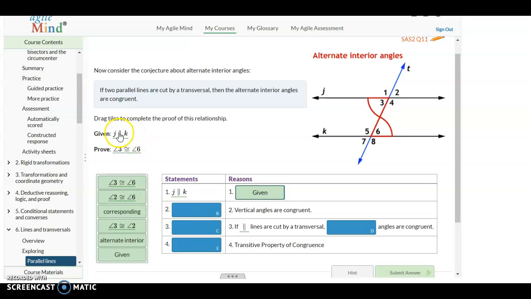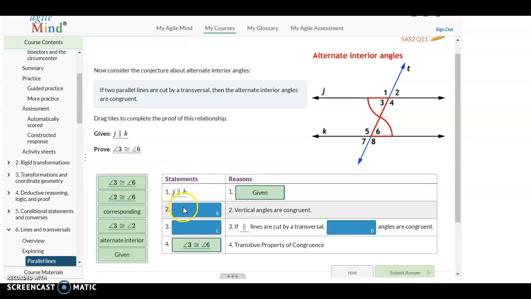So we're trying to prove that if the lines are parallel, the alternate interior angles, angles 3 and 6, are congruent to each other. And so angles 3 and 6 being congruent is my final statement. So I just have 3 more blanks here to fill in.